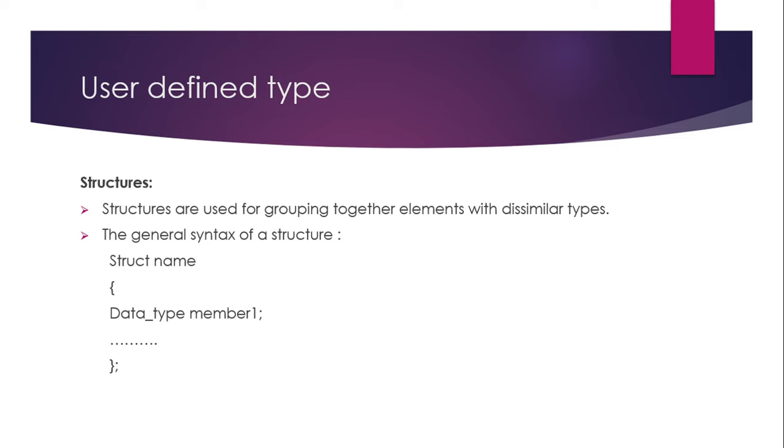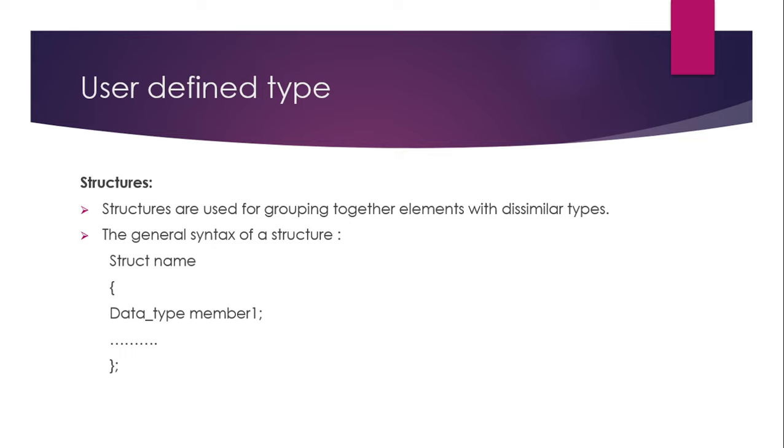User defined data types. User defined data types means we are defining the data types. Built-in data types are predefined, built by the programming languages like C, Java, C++, which are different. A user-defined data type is built by individual users. Those are defined as user-defined data types.